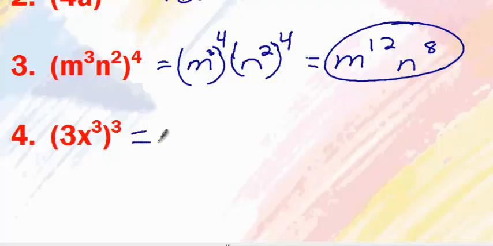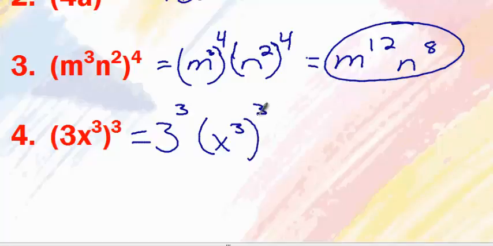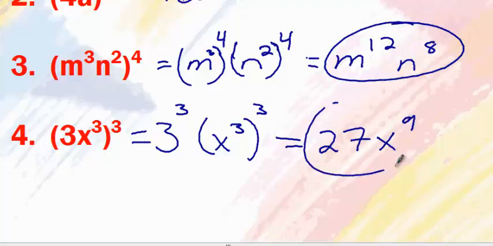Not 9. 27, because it's not 3 times 3, but 3 to the third, right? So I'm going to get 3 to the third times x cubed to the third, and what is 3 times 3 times 3? 27. And then what do I do when I take a power to a power? Multiply the power, so it's 3 times 3. So I get 27x to the 9th. Everybody all right?